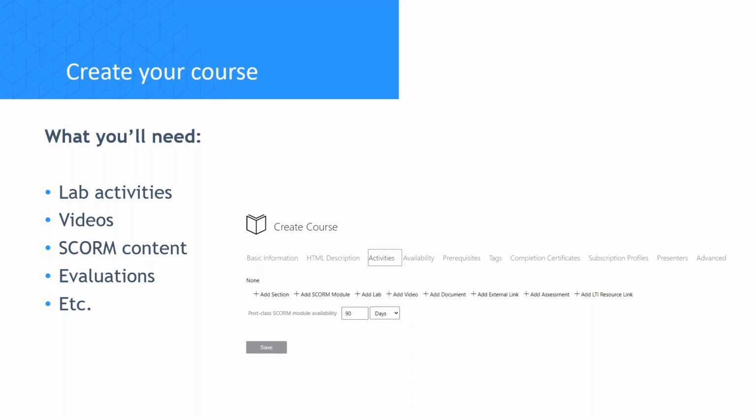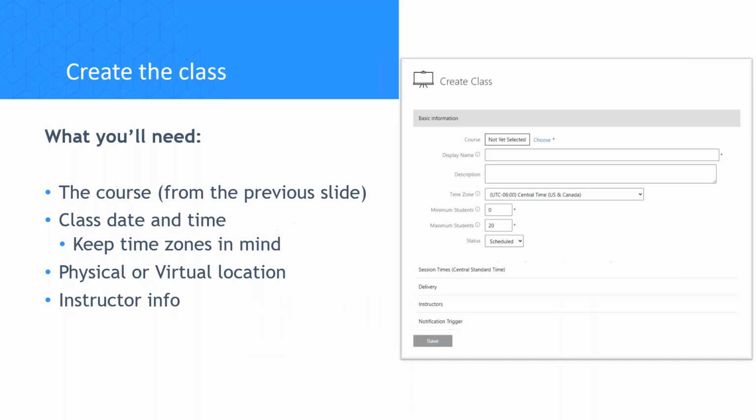But other than that, you really only need two pieces of information. What's its name? How long is it? And then the content that you want inside of it. So courses are fairly easy to create. Likewise, classes are fairly easy to create.